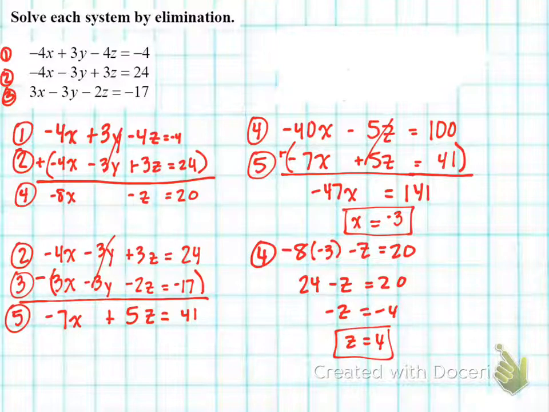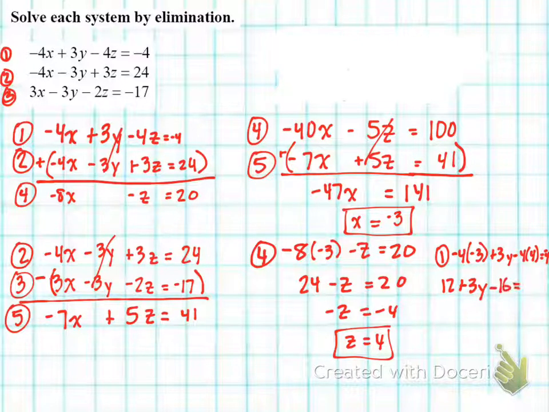Now that we know two of them, you could go back to one of the two equations at the beginning, or three equations. I'm just going to plug it back into equation 1. So we got negative 4 times negative 3 plus 3 times y, or 3y minus 4 times 4 is equal to negative 4. Sorry, I'm going at the end of my paper here. So we got 12 plus 3y minus 16 is equal to negative 4.